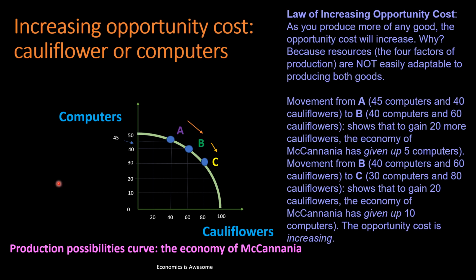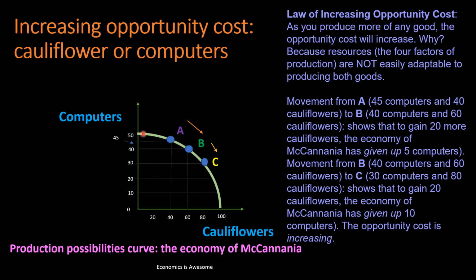But then we've got increasing opportunity costs. So what if our economy, we've called the economy of McCannania, what if we were producing computers or cauliflowers? So remember all of these points on your PPC are productively efficient, but you might consider one of the points in the middle to be more allocatively efficient. So B or C are satisfying more of society's wants because we'd make that assumption that society would want a mix of computers and cauliflowers.